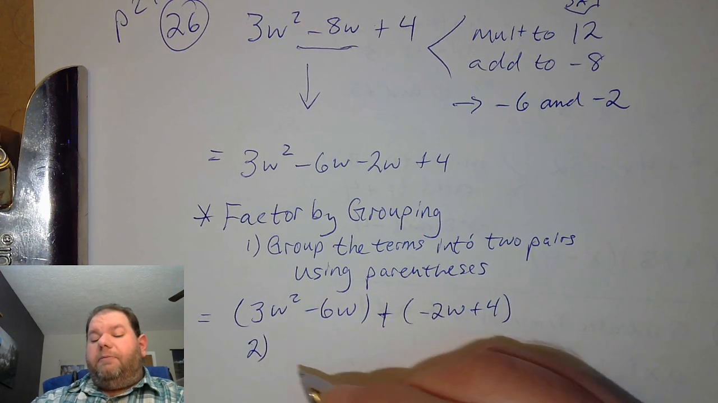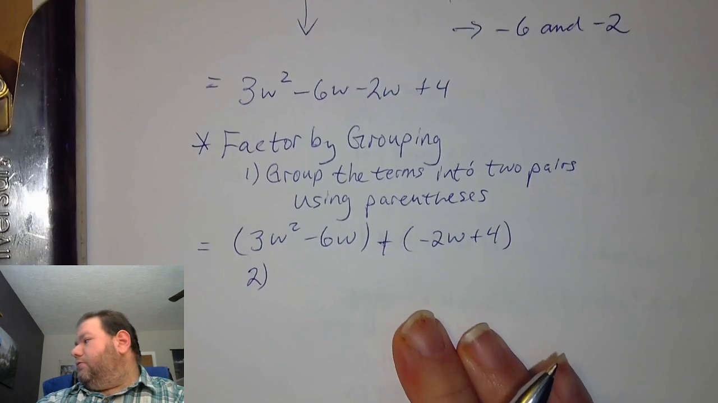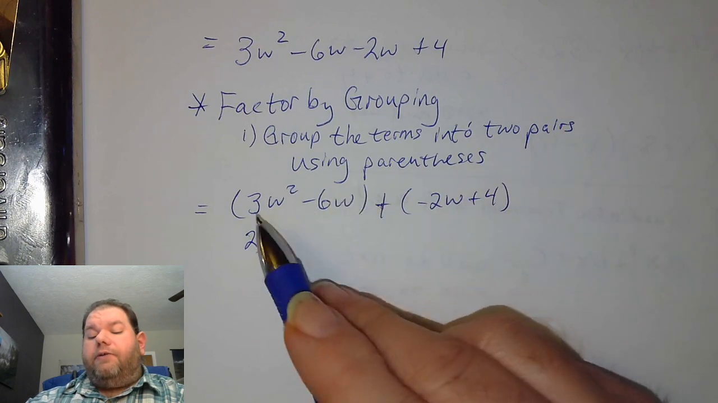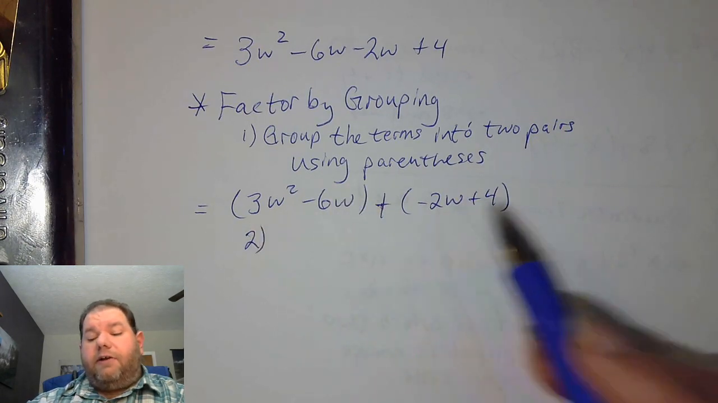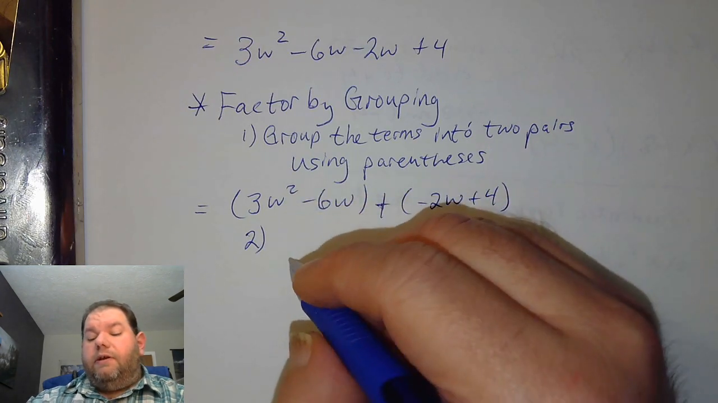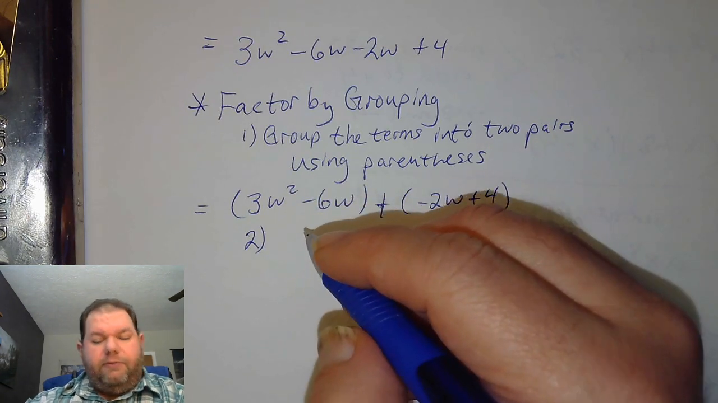Our second step of factoring by grouping is we factor the greatest common factor from each of these terms in parentheses, or from each set of parentheses, I guess we could say.